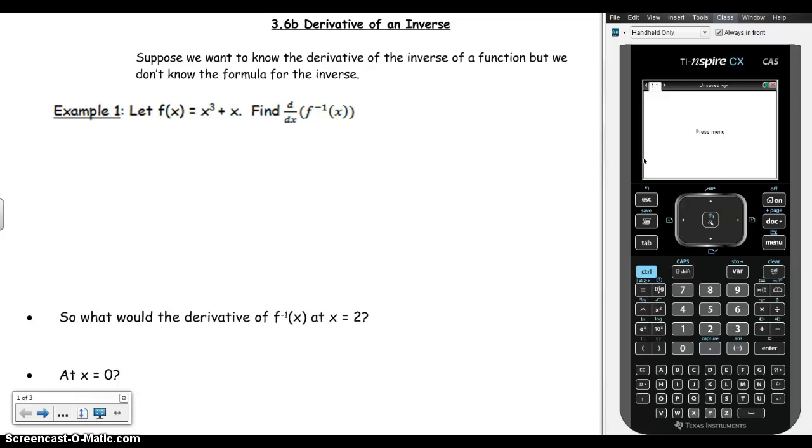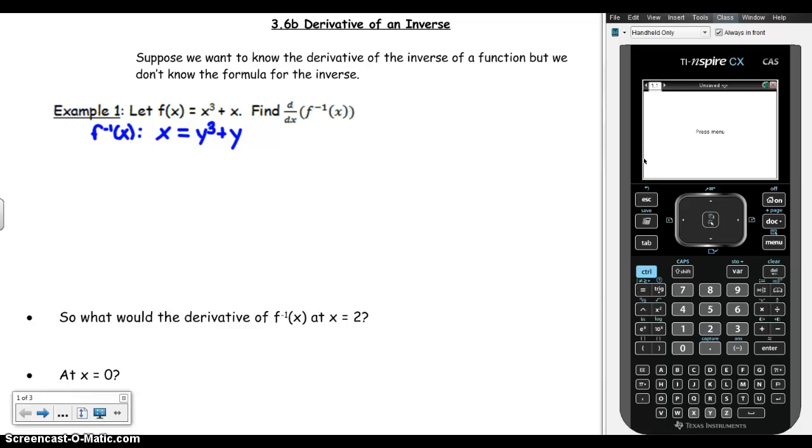So in example 1, they do give us an equation, f of x equals x cubed plus x. Generally, when you would find the inverse, you would flip x and y. So the inverse of this equation would be x equals y cubed plus y. This is not an equation that can actually be solved for y. So we can't just solve for y and then find the derivative of the inverse that way. So we need to be able to find the derivative of the inverse whether or not we can actually find the equation for the inverse in terms of y.